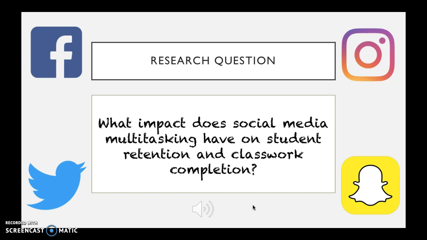In order to understand this question, we need to understand a few of the terms. By social media multitasking, I mean the ability of students to toggle back and forth between multiple forms of media, such as Instagram, Twitter, or Spotify, and engage in them simultaneously. By retention, I mean comprehension of content, and by classwork completion, I mean students' abilities to finish an assignment given in class.